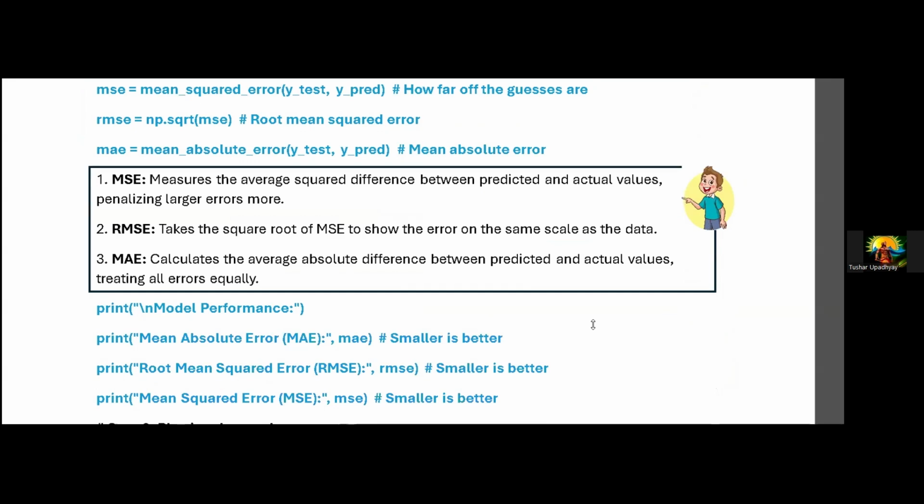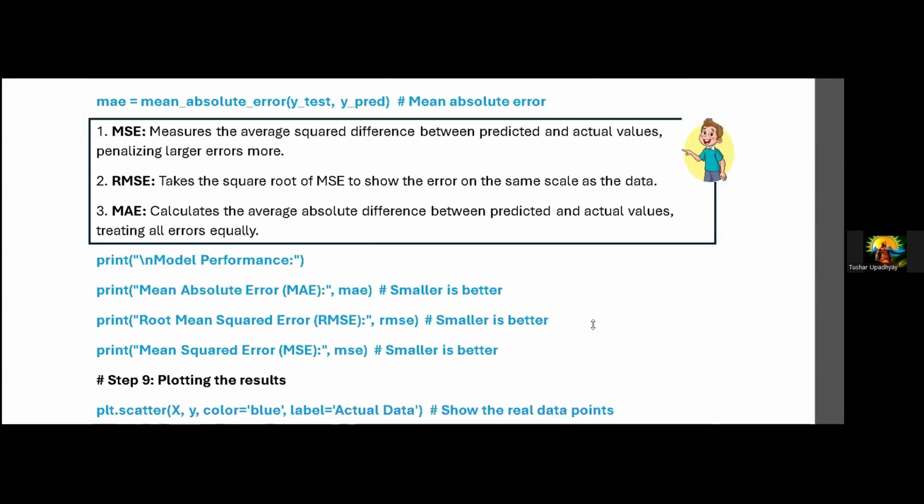Now, after that, we print the model performance. And then we get to see the actual values of the mean absolute error, the root mean square error, and the mean square error. So here, the smaller the value, the better.